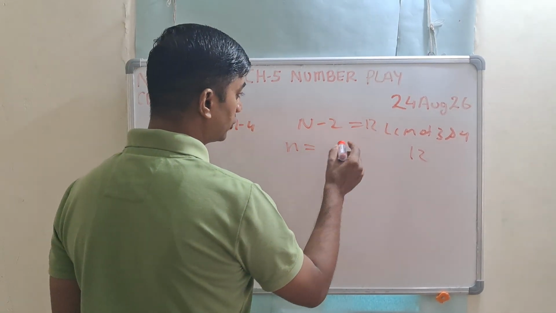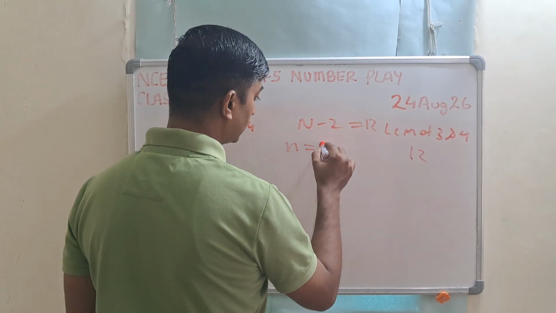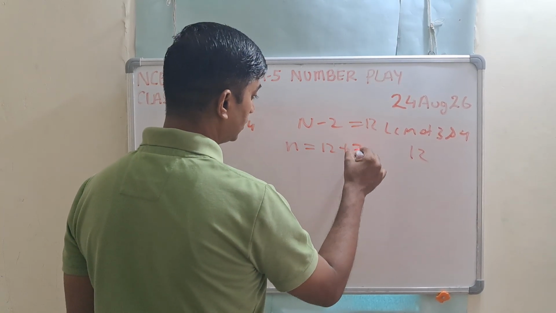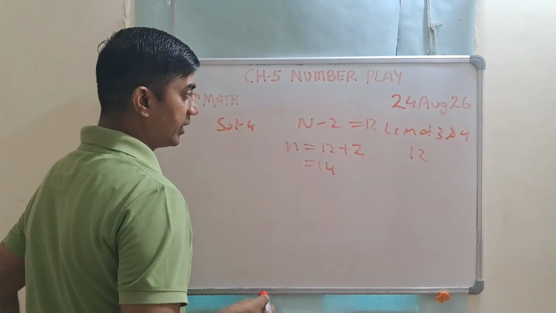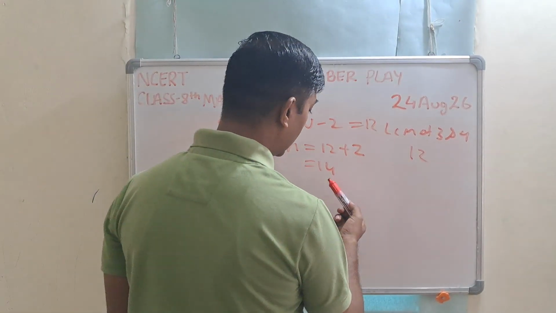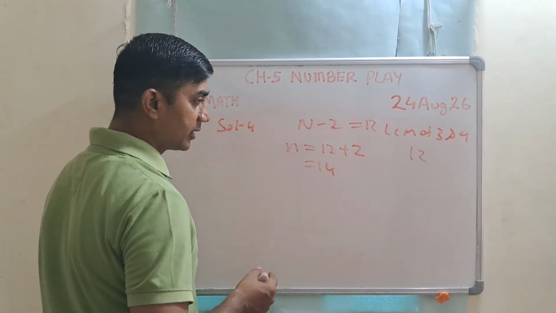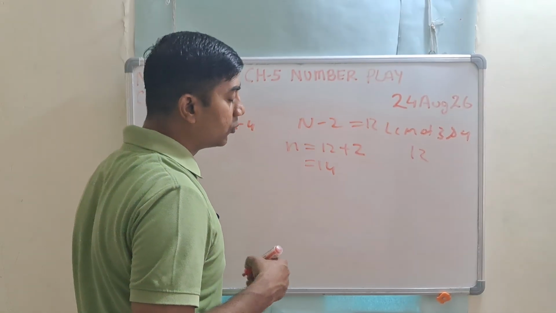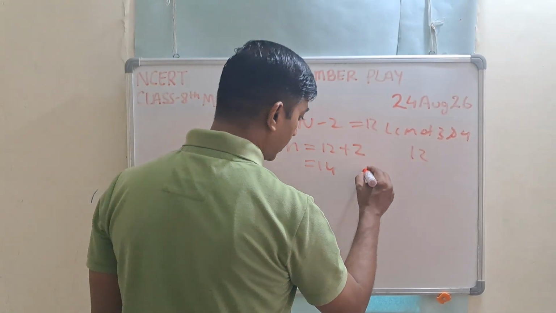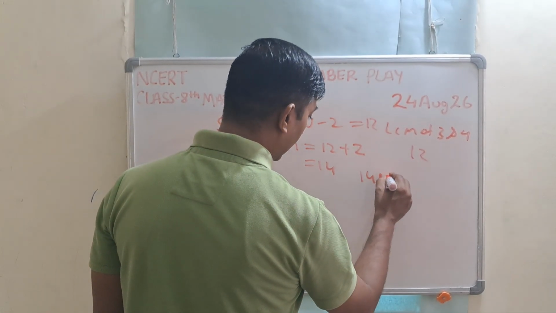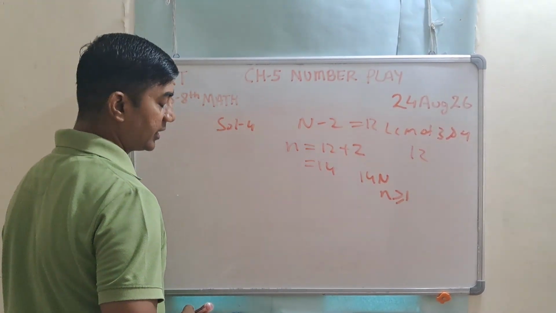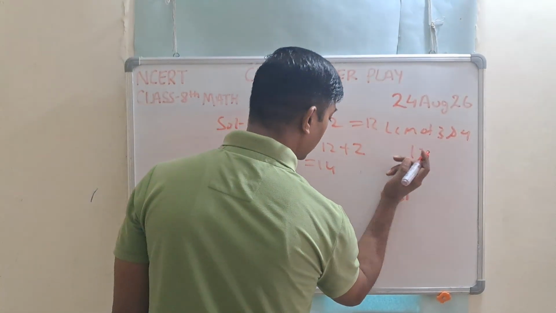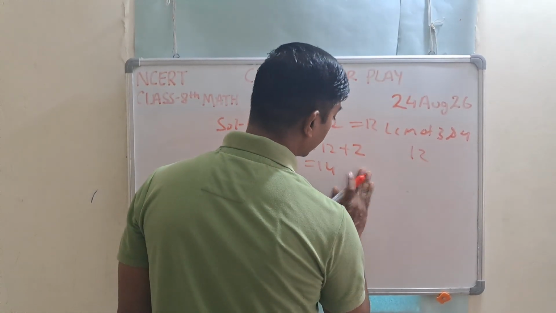So n is equal to 12 plus 2, that is 14. So 14 is the number. When we divide it by 3 and 4, we will get the remainder 2. Now we can have more numbers also. For that we had concluded 14n, when n is greater than or equal to 1. But this is wrong. This was my mistake.